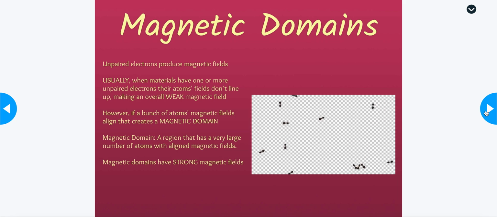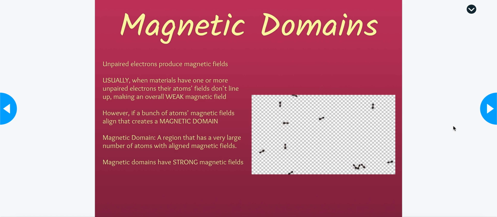So, as we said, unpaired electrons produce magnetic fields. Usually when materials have one or more unpaired electrons, their atoms' fields don't line up, and this makes an overall weak magnetic field. Think back to when we were talking about magnetic fields and those arrows. Because electrons are tiny little magnets, they have north and south poles. If you have two north poles facing each other, their fields don't line up, and in fact they repel each other, so the field is weaker. Or maybe they're just slightly askew, and their fields just aren't very strong. Usually that's going to be the case, and the result is a weak magnetic field.